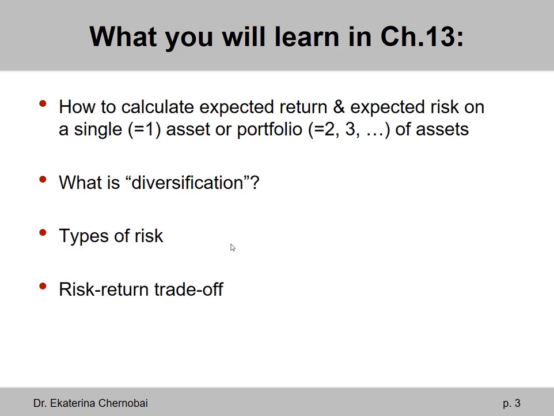Then we will look at the risk in more depth. So it turns out there are several different types of risk. And then we will kind of go back to the whole risk and return trade-off, something that already came up in our previous chapter, chapter 12, where we looked at historical returns.